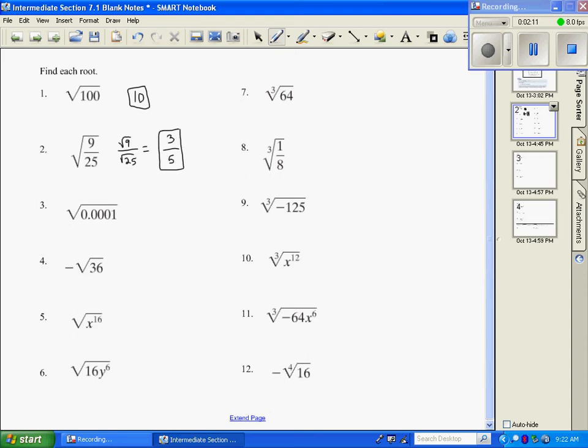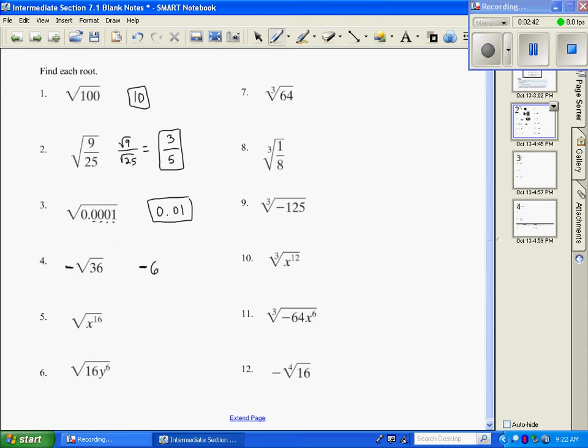Okay. And number 3, we want to know what squared gives us 1 tenths. Let's see, we got tenths, hundredths, thousandths, 10,000ths. 1 10,000th is going to be 0.01. Okay. Number 4, what square gives me 36? I want to do this part first, so I'm going to evaluate that. And then this negative sign out front is just going to be carried over.